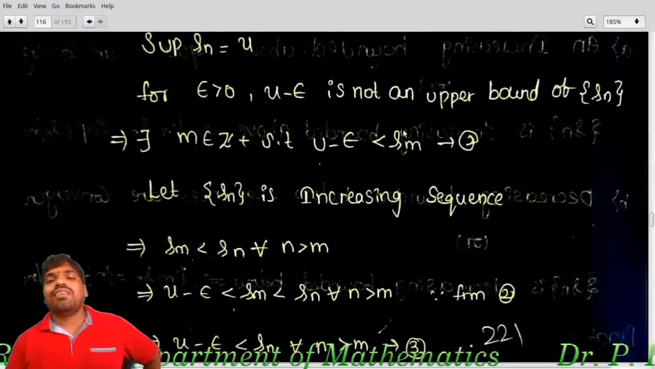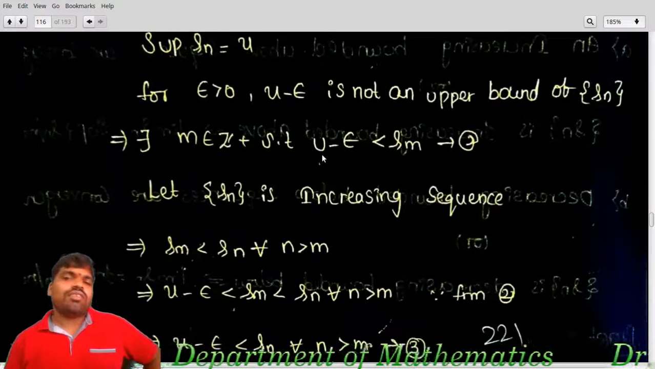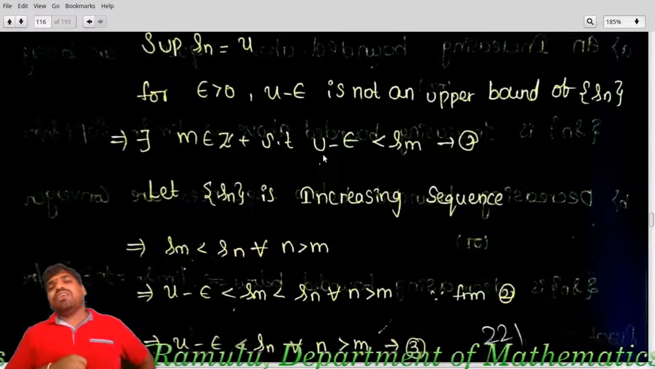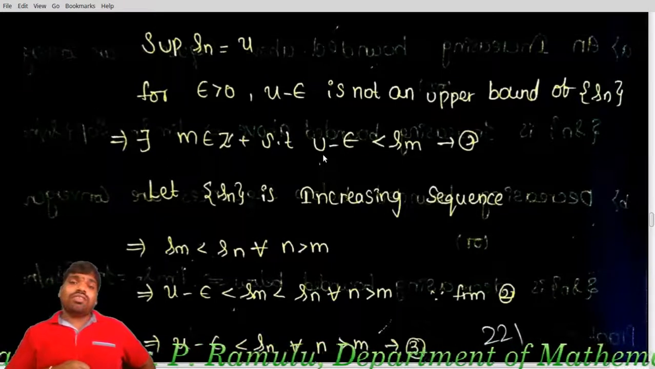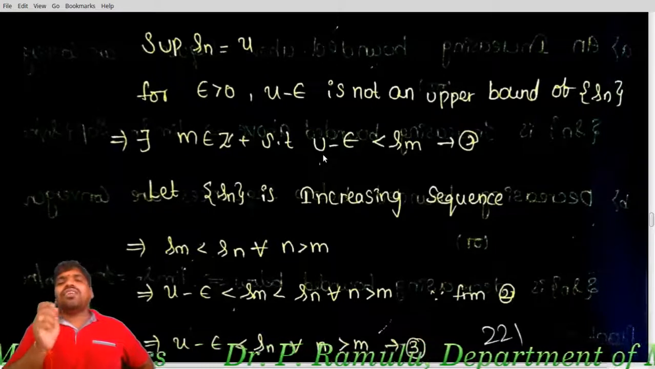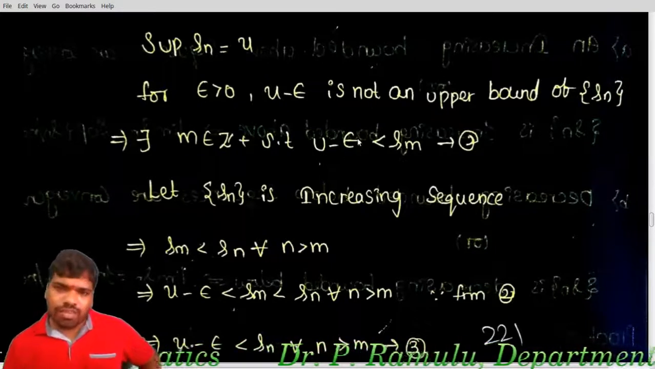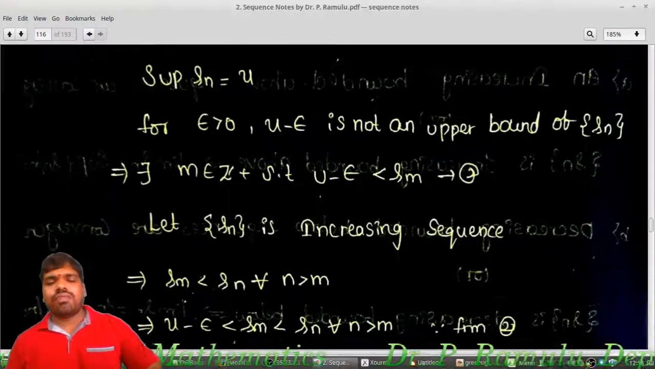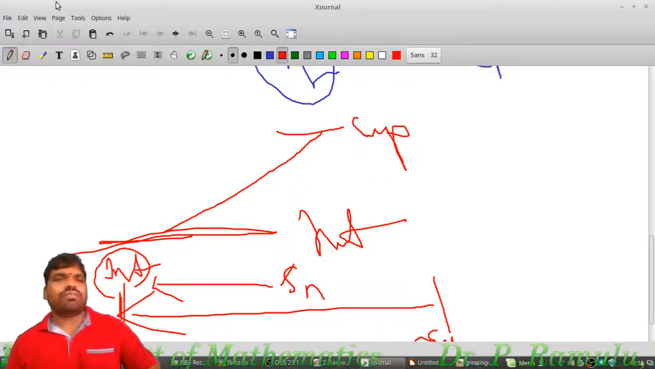U minus epsilon is less than S_m. Why? Because there exists one term in the sequence which is greater than U minus epsilon. So quickly I am explaining why.